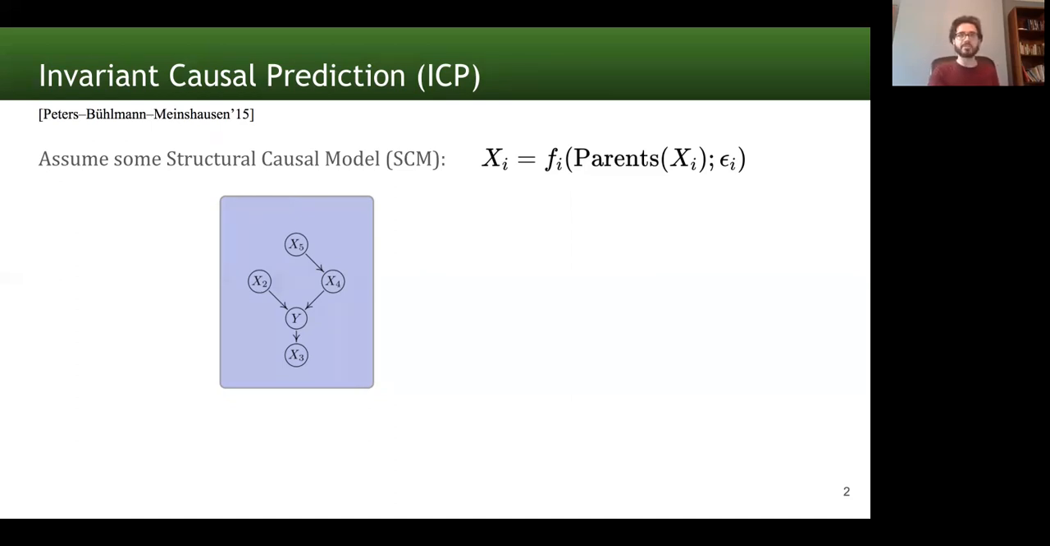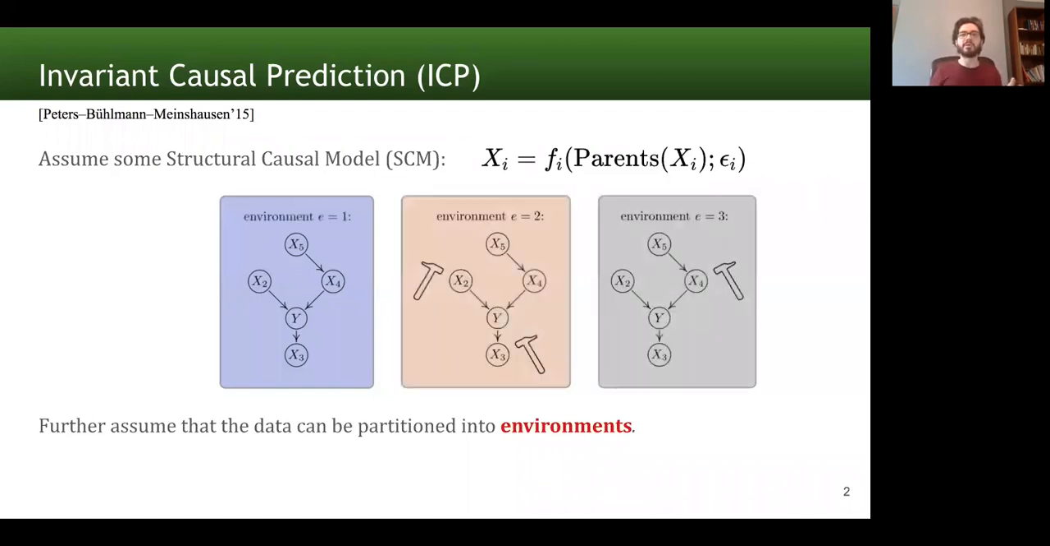What sets invariant causal prediction apart is that it has an additional assumption, which is that the data can be partitioned into environments. So what does this mean? We're going to assume that the entire training set can be partitioned into sub data sets, each of which is drawn from an environment. So what is an environment? It's a subset that has the same structural causal model. You can see each of these environments has the same DAG structure, and we will assume that the functional mechanisms are also constant. But each environment has a distinct intervention on these covariates.